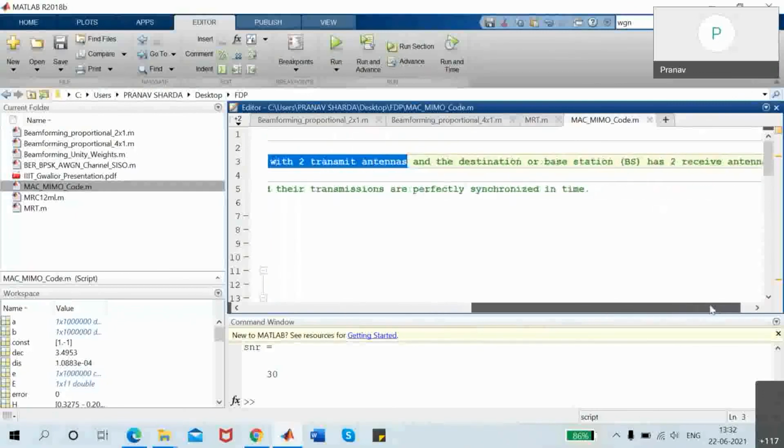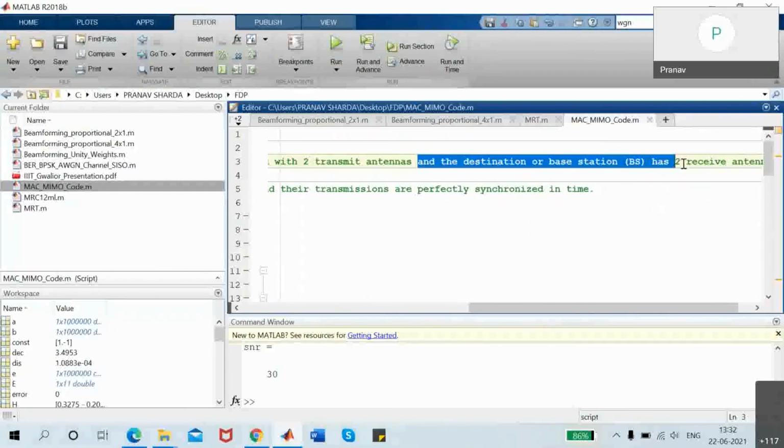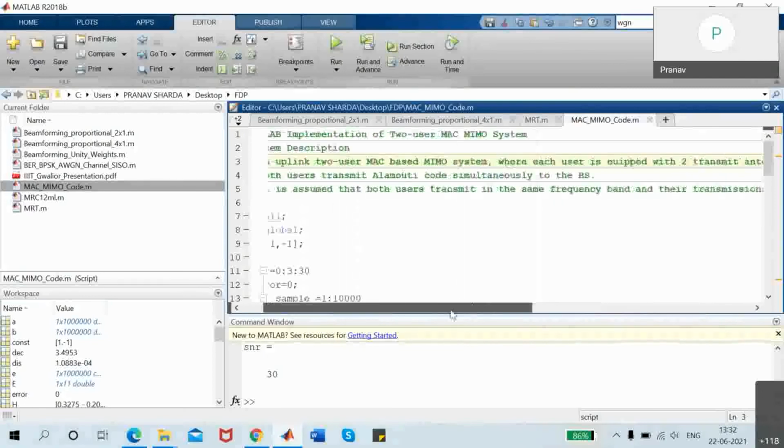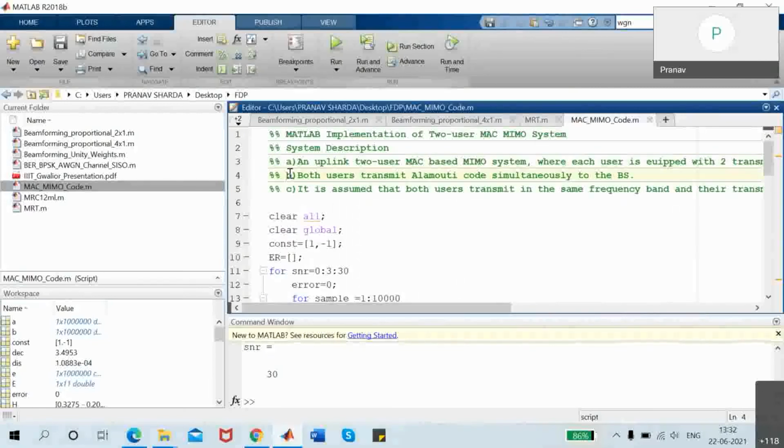And at the destination side, we have a base station. For this particular MATLAB illustration, we consider the number of receive antennas to be 2. So we have 2 receive antennas at the receiver side. In point B, I mentioned that both users transmit the LMT code just discussed by my colleague Ashish. Both users are transmitting the LMT STBC code simultaneously to the base station.